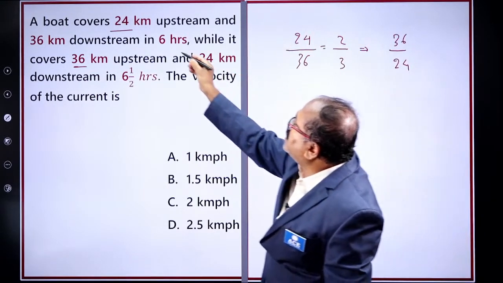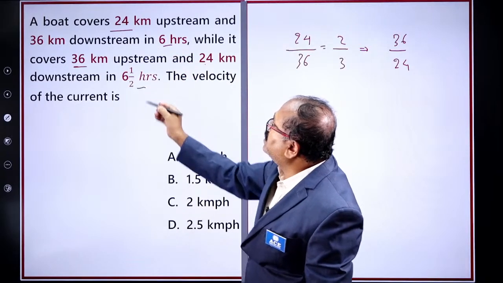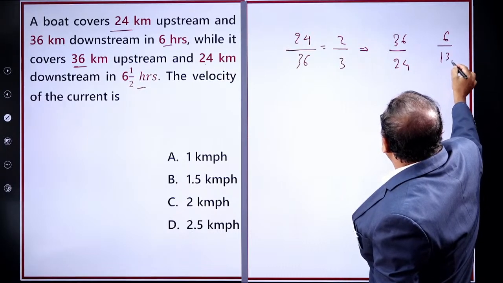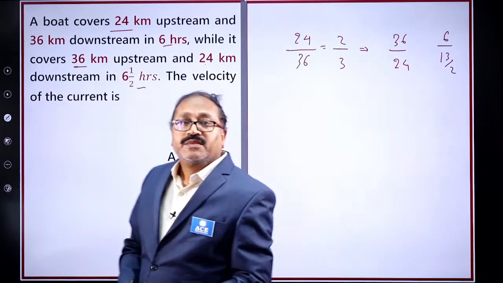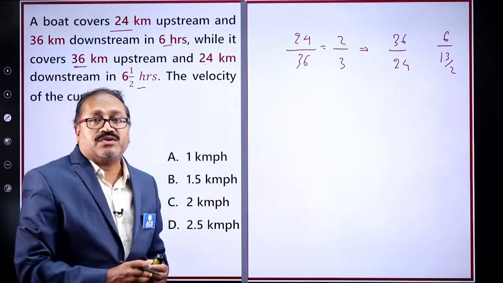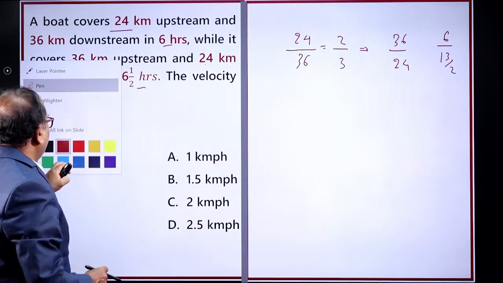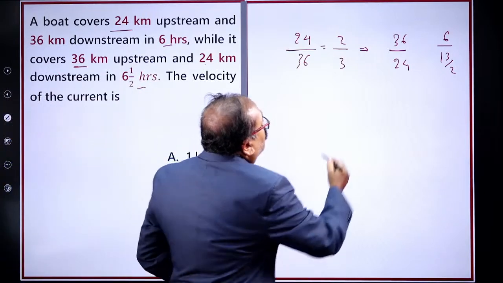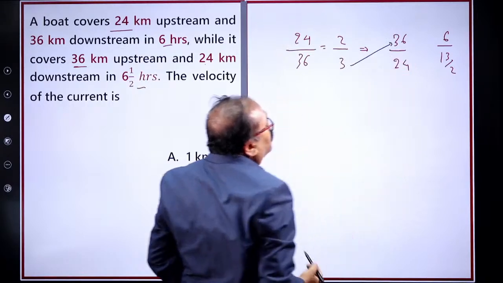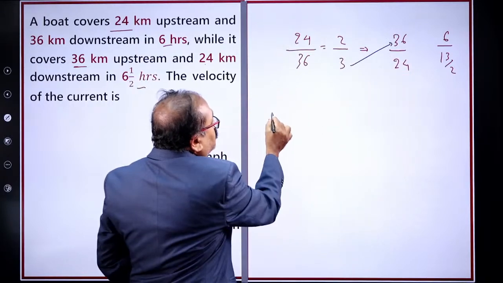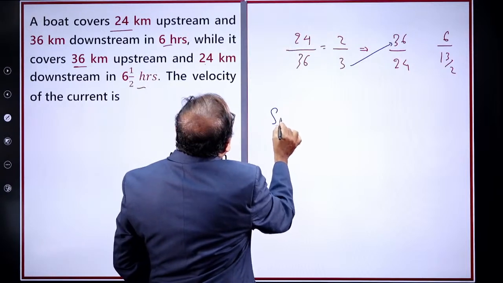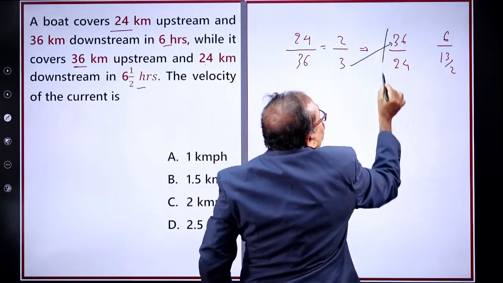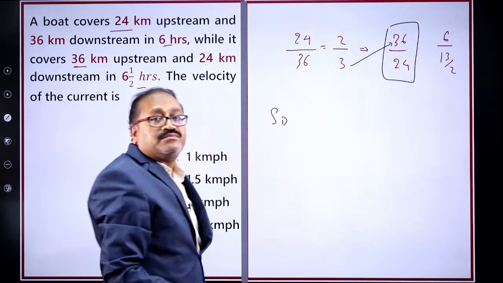And what is the time taken in the first case? 6 hours, and here it is 13 by 2 hours. I copied this from the question. Now I am answering the question. Please focus. If you don't understand, feel free to ask me this question. Now I am going to multiply this part. I am getting the speed of downstream, because this is the downstream distance I have taken.